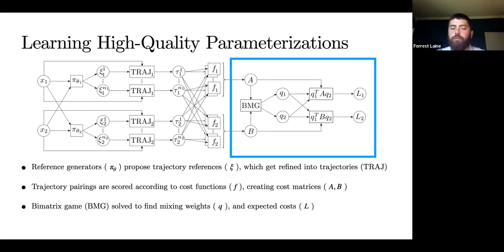And we ultimately solve that rock paper scissors-esque game to come up with the appropriate weighting selection, what are the probabilities that we should use to select our candidate actions.